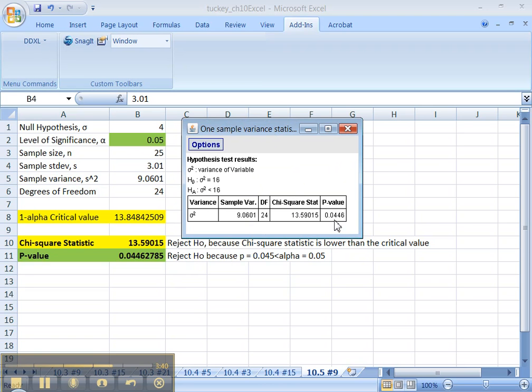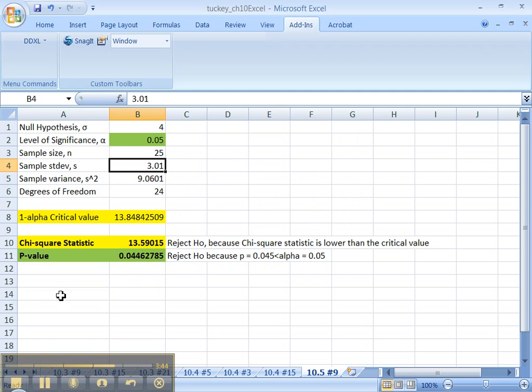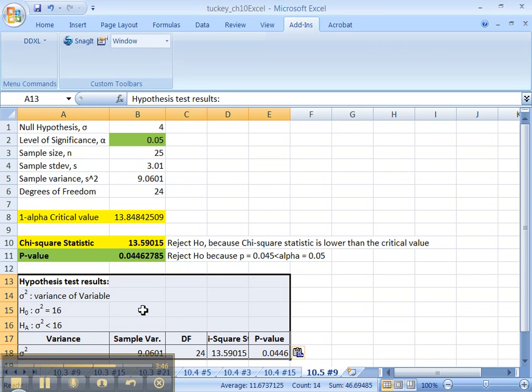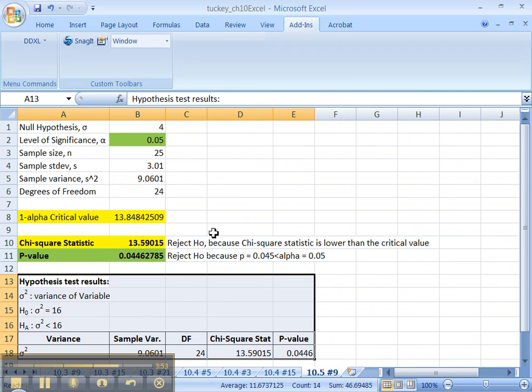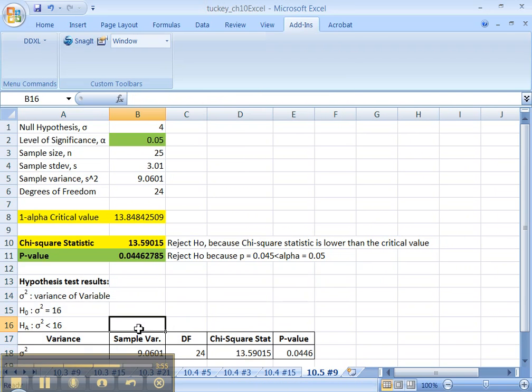13.59, 0.0466, just like we expected. But you've got to be careful because StatCrunch likes variance, not standard deviation. So just remember that variance is standard deviation squared, and you should be okay. All right, that's the end of that problem. Next time I see you, it's going to be for a right-tailed test.